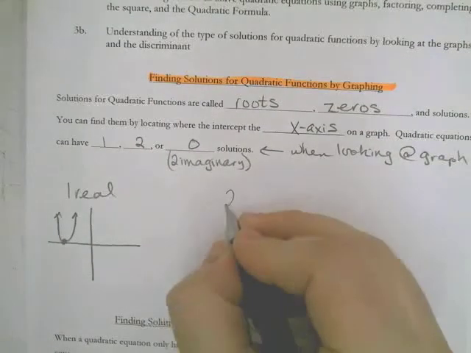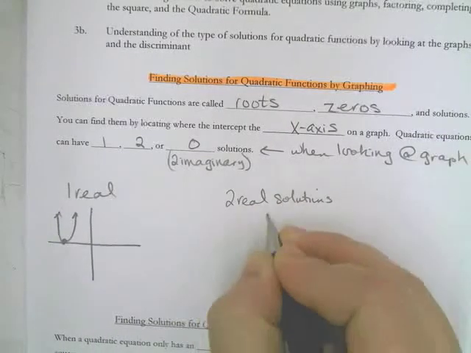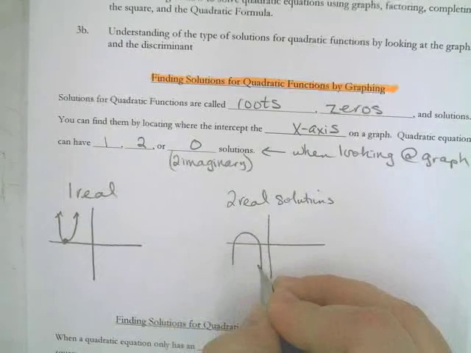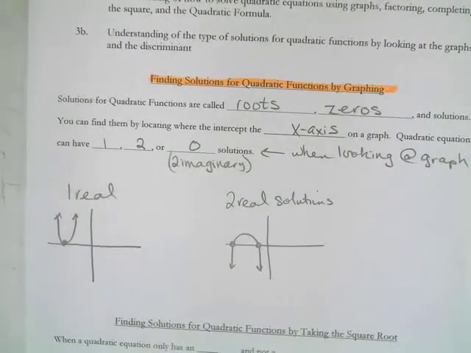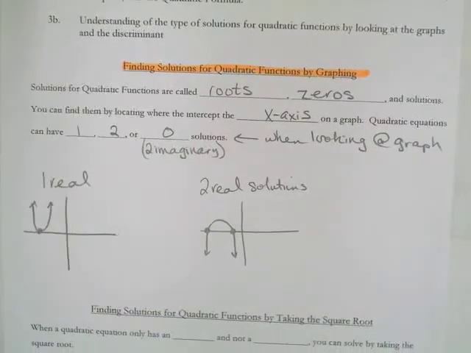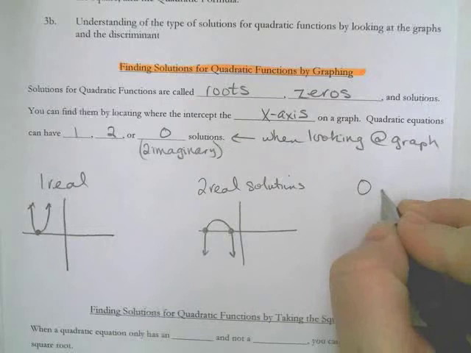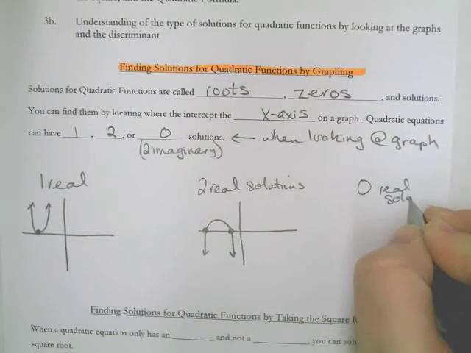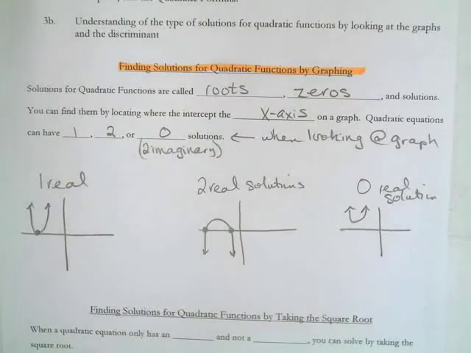Two real solutions touches the graph in two spots, so it passes through it. Doesn't matter the direction. All that matters here is how many times it touches or intercepts the x-axis. And then for zero real solutions, it doesn't cross the x-axis. It turns away from it. Okay. So when we're graphing, we can just plug them in and see that, oh, it touches the x-axis here, or it doesn't touch the x-axis, so it's no solution.